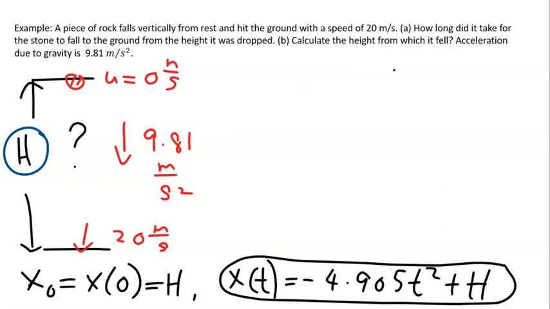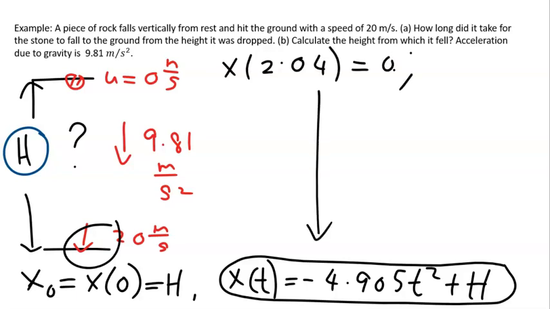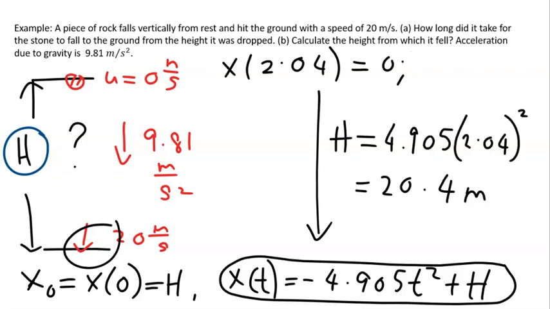So as it hits the ground here, the coordinate at t equals 2.04 seconds is 0, and putting this inside this equation gives h as 20.4 meters, and that is the answer for part B. As you can see, this method, which is based on basic principles of motion, is very efficient in solving kinematics problems, which also requires minimal memorization of equations.